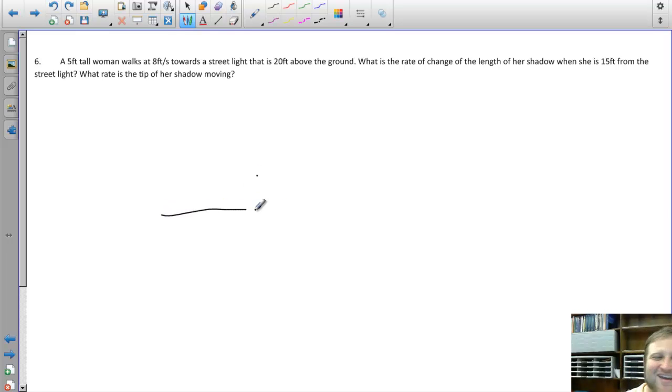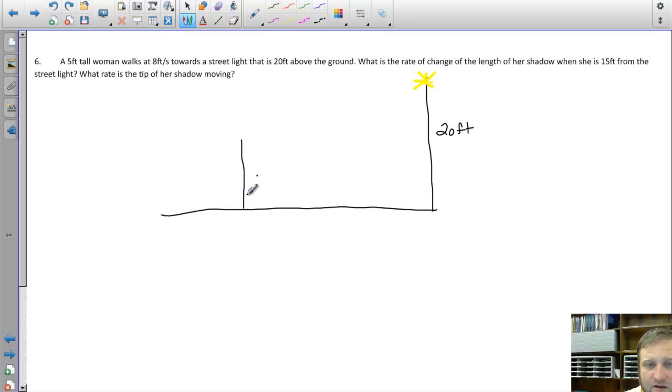So let's go ahead and draw a picture. I'm going to draw a stick figure picture. I have a street light that's 20 feet above the ground. I hope we all recognize that the street light is definitely not changing, so we're just going to call this a value of 20 feet. And this woman is 5 feet tall, so she's relatively smaller, and she is also not changing. We're going to take a quick snapshot, and she's 5 feet tall.